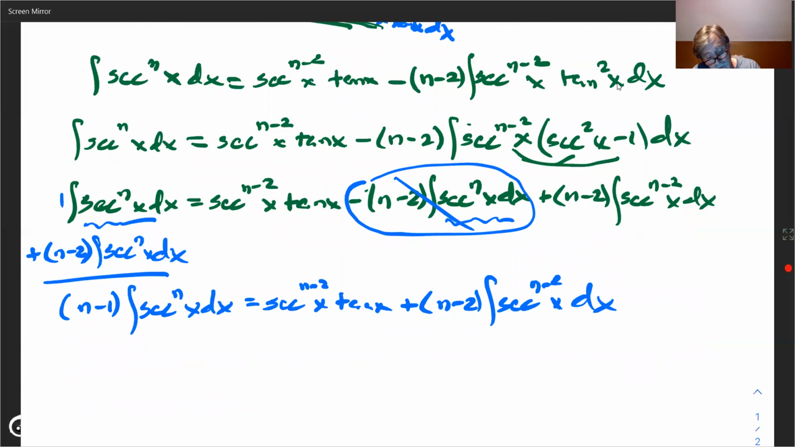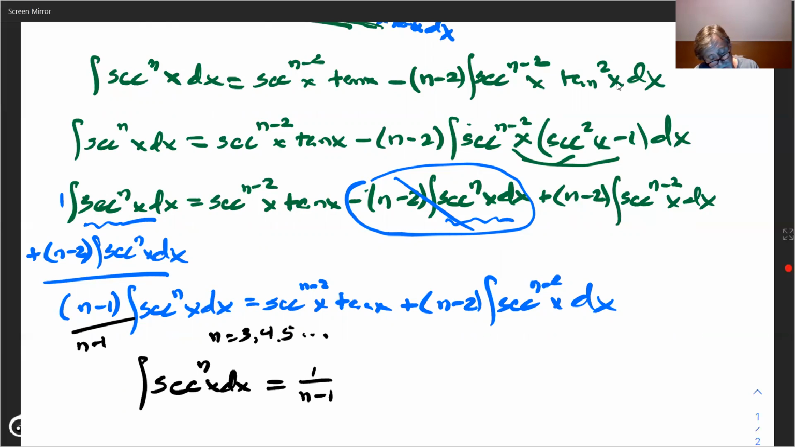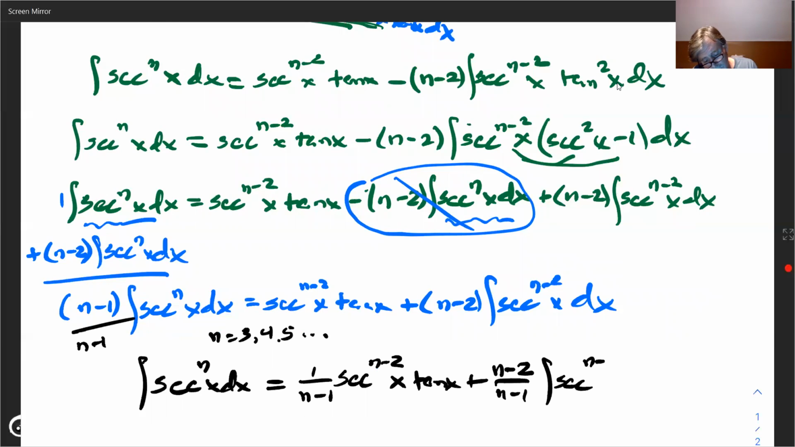You ready for it? I'll put this in black now because this is the guide. The integral of any integer power of secant, n equal to 3, 4, 5, etc., of x dx is found to be equal to 1 over n minus 1. So I'm going to divide this over under each one, and it'll be secant^(n-2) x tan x, and then plus (n-2) over (n-1) integral secant^(n-2) x dx. Doesn't seem like much, does it?